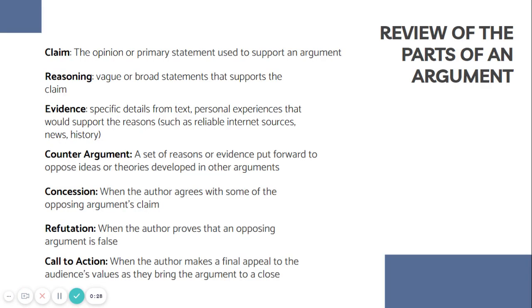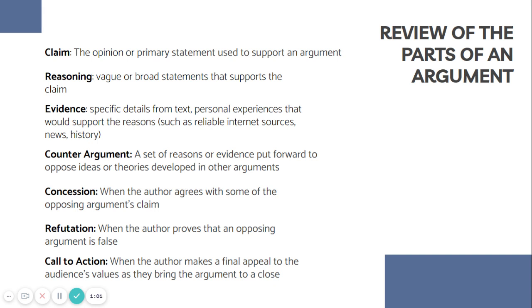So firstly, I'm going to go over the parts of an argument in order to give you a background and help you identify other things that I have not done in argumentative text and other visual examples. So firstly, the claim is the opinion or primary statement used to support an argument. Reasoning is a vague or broad statement that supports the claim. Evidence is specific details from text, personal experiences that would support the reasons, such as reliable internet sources, news, history.